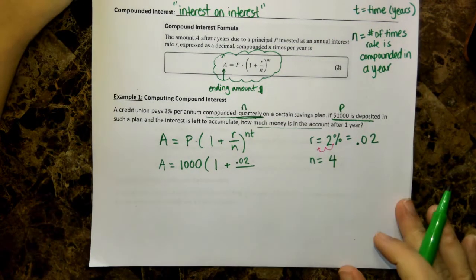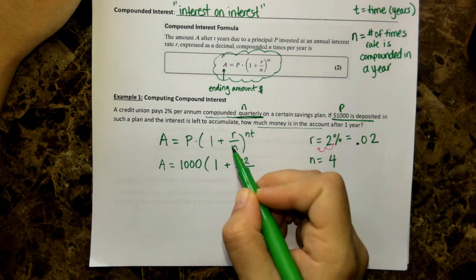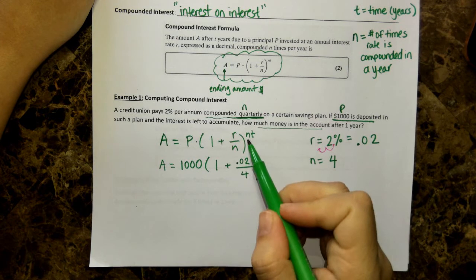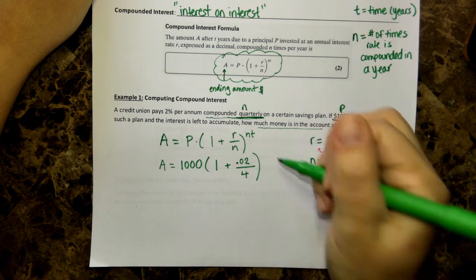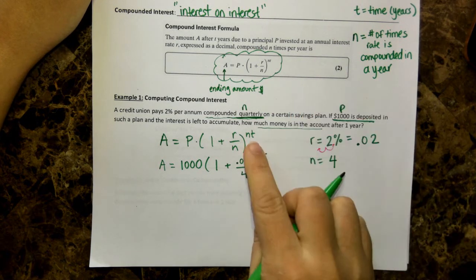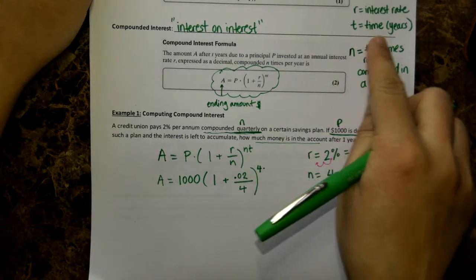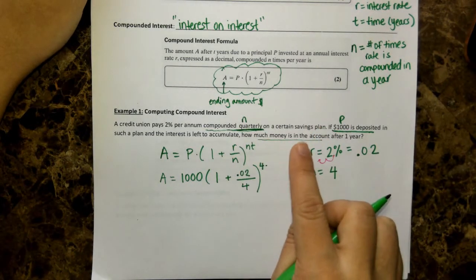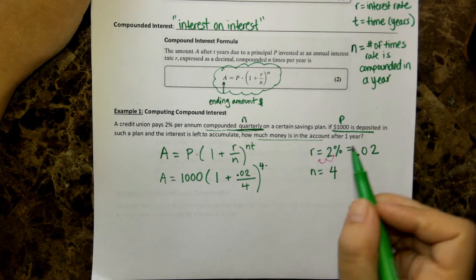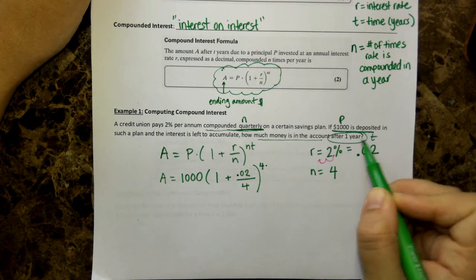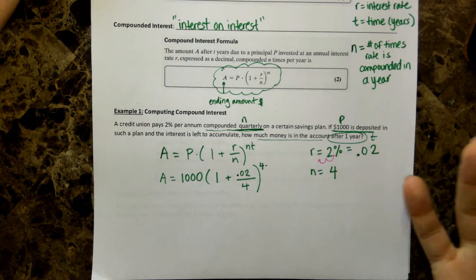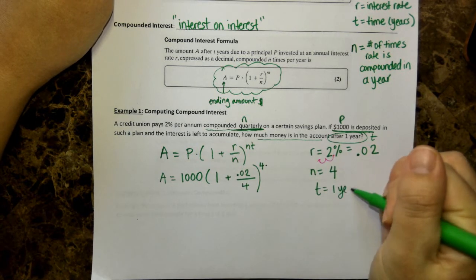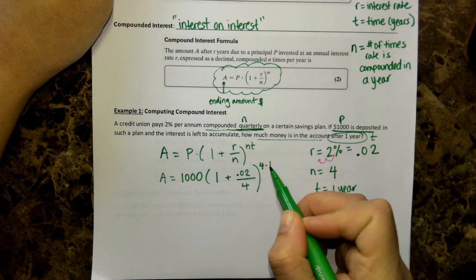So going back to my problem, N is 4, so I'm going to divide it by 4. And then it says raise it to the N, which we just said was 4, times T. Now, T is how many years. What is the time in years? If you look, it says we want to keep the money in the account after 1 year. So that would be the time in years that we're going to have money in the savings account. So our T value is just 1 year, and that's what I'm going to plug in for T, 1.